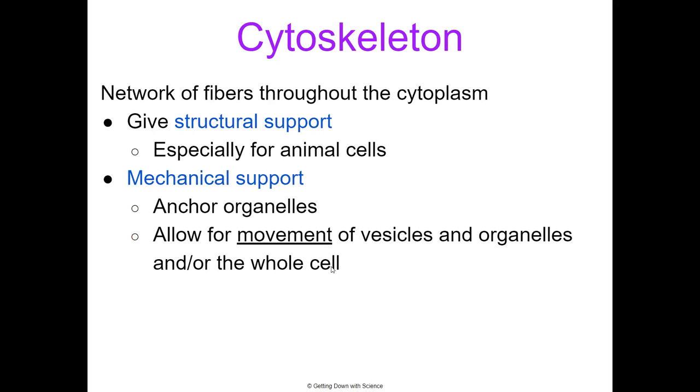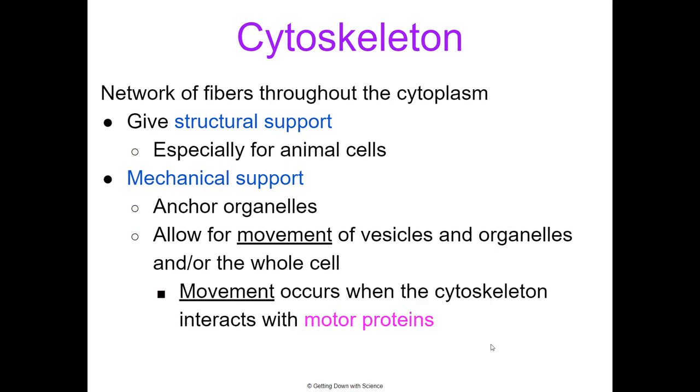We can use these cytoskeleton structures almost like tow ropes or things like that to move things around. Movement occurs when the cytoskeleton interacts with motor proteins. Those motor proteins are actually what helps it move. Think about it: you have a boat that can move around, but until you put the motor on it, you can't really control that movement.